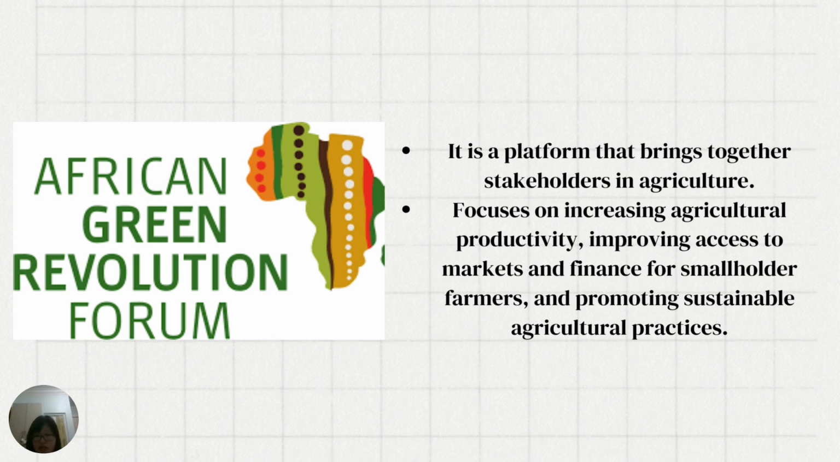Next, the second real life example is the activity contributed by the African Green Revolution Forum, AGRF for short. It is a platform that brings together stakeholders in agriculture. The AGRF focuses its activities on increasing agricultural productivity, improving access to markets and finance for small farmers, and promoting sustainable agriculture practices.